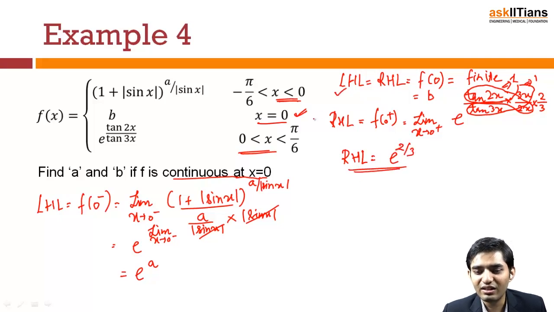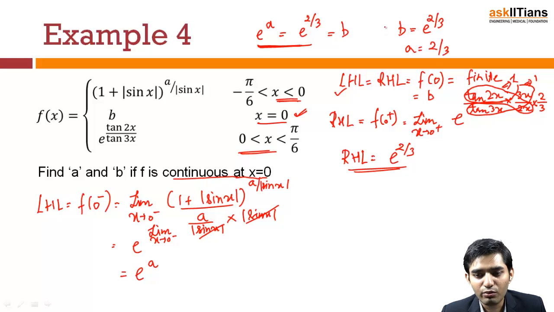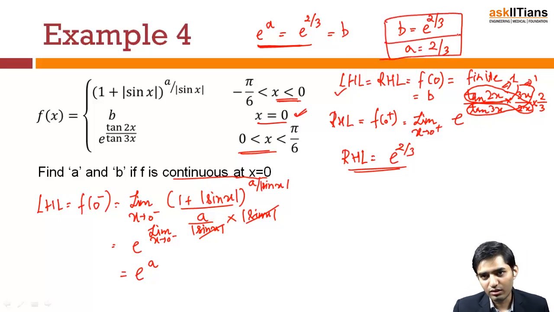Now apply this condition, that is LHL equal to RHL equal to f of 0, which is equal to b. Alright, so e to the power a, this is LHL, is equal to e to the power 2 by 3, and this is equal to b. Okay, so what will be the value of b? The value of b will be e to the power 2 by 3 and from this equation, the value of a will be just 2 by 3. So we can find the values of a and b easily from here.